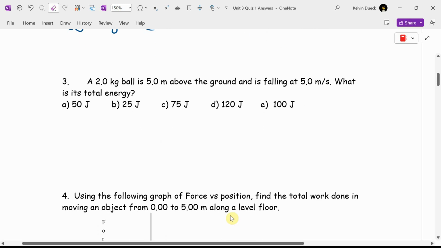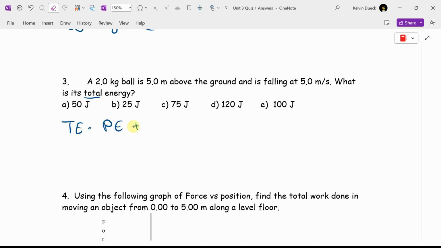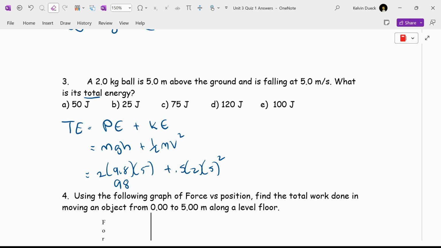Number three, total energy. What the heck do they mean by total energy? I'm going to abbreviate total energy with TE. That's just going to be the potential energy plus the kinetic energy. It's going to be the mgh plus the half mv squared. M is 2, g is 9.8, h is 5. You know what? That's going to work out to 98 plus 0.5 times 2 times 5 squared. That's going to work out to 25. It's really close to 125. The answer that's closest to, got to be D.